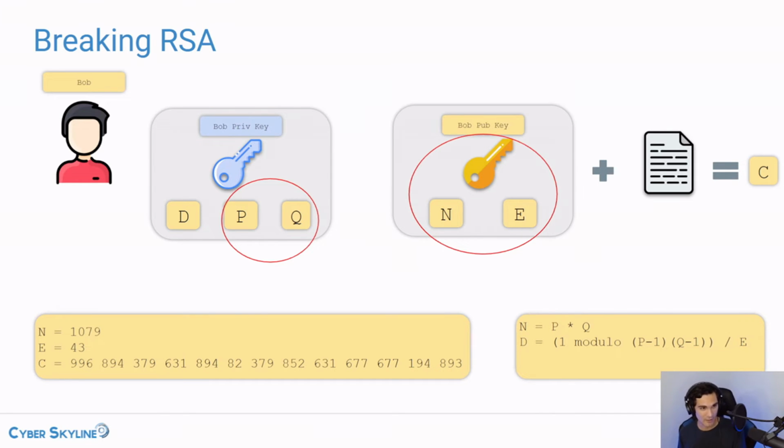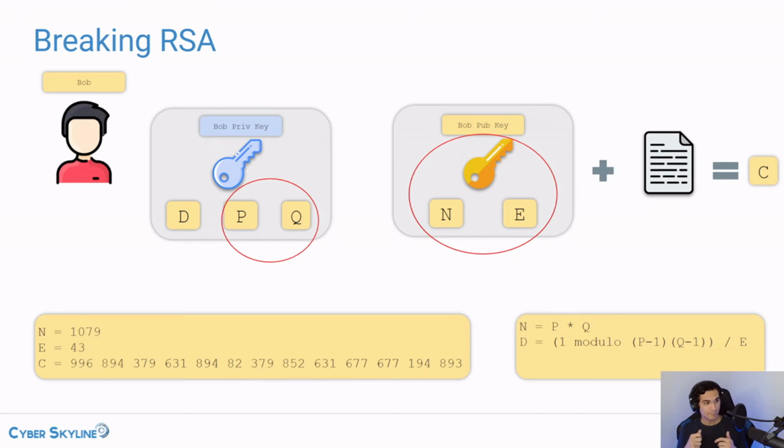N and E are the public key, so we have the E there, and then the P and Q, we're going to guess what P and Q are by factorizing N. So if N is a small number, the number of possible factors should be small, which means that you should be able to quickly guess all the possible values of P and Q and derive possible values for D, and then try to decrypt the message. Because once you have D, P, and Q, that's the private key, you can now decrypt the message.